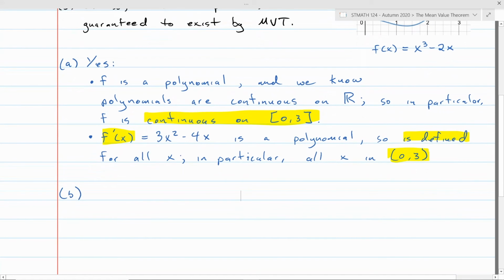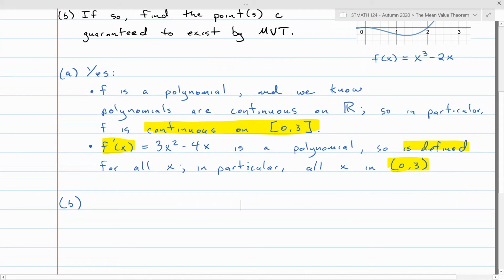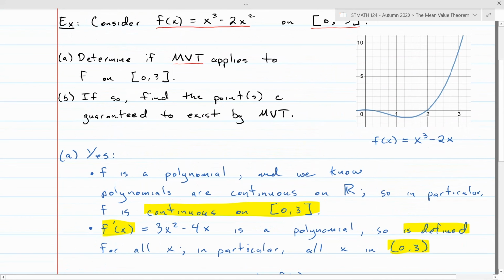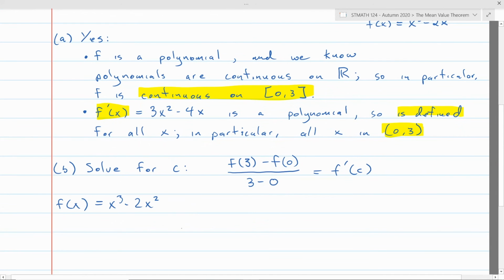It just tells you that there is such a value c where the derivative is equal to the average rate of change. So basically what we've got to do is solve for c in this equation: f of 3 minus f of 0 over 3 minus 0 equals f prime of c. What is our function? f of x is x cubed minus 2x squared.